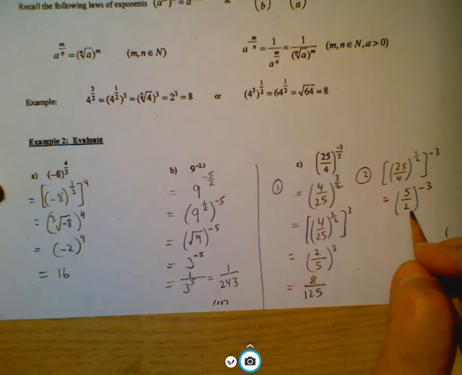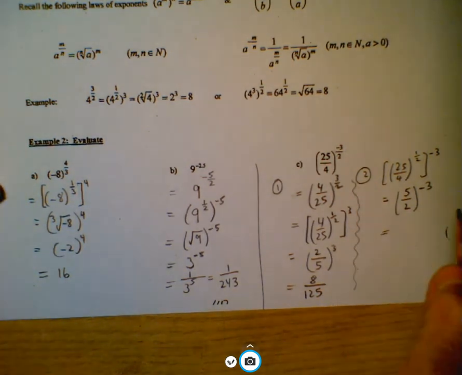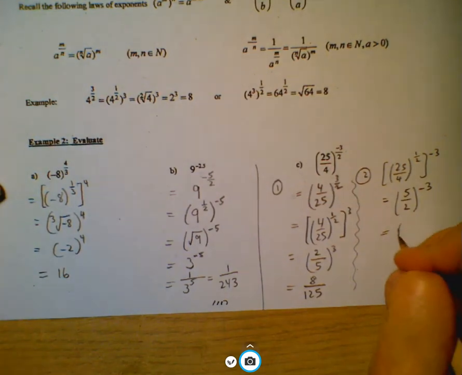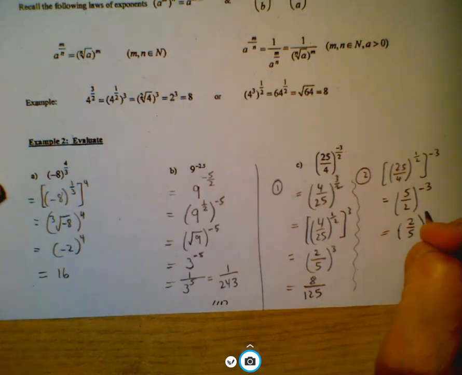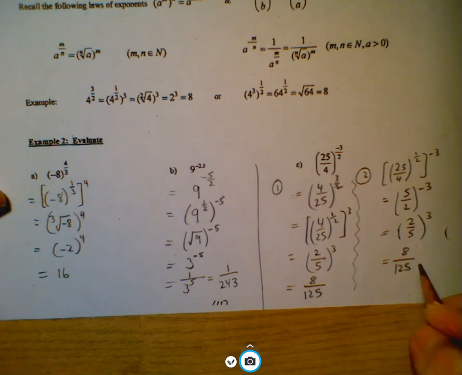Now 5 over 2 to the exponent -3, let me just draw a thing here. 5 over 2 to the exponent -3 is the same as 2 over 5 to the exponent +3. And here I have 2 to the 3 is 8, 5 to the 3 is 125. So 2 ways to do it, depending on what you want to tackle first, the negative or the fraction.